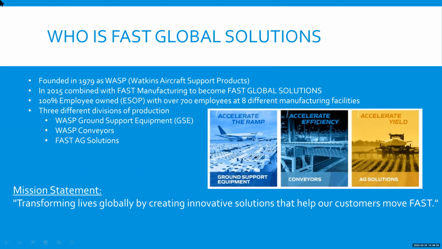So who is FAST? FAST was founded in 1979 as WASP, or Watkins Aircraft Support Products. But in 2015, they combined with FAST Manufacturing to become Fast Global Solutions. It is an ESOP company, which is 100% employee-owned, with over 700 employees at 8 different facilities. They have 3 different divisions in their company: WASP Ground Support Equipment, or GSE, the one we will be focusing on today, WASP Conveyors, and Fast Ag Solutions.